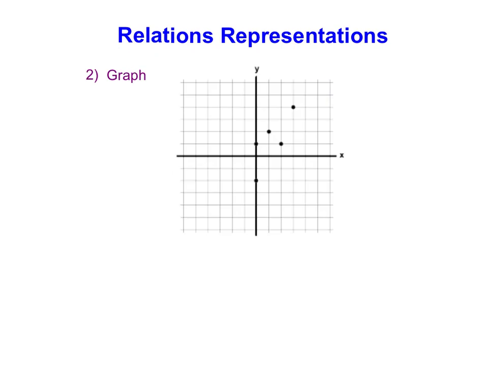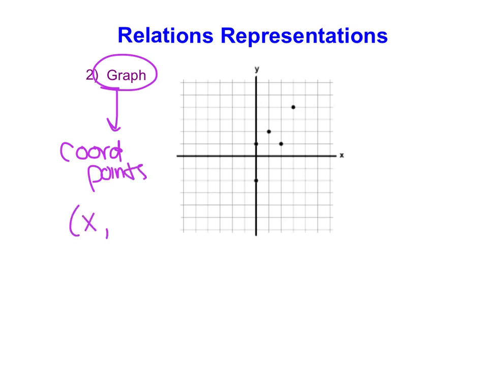The second way that we can represent a relation is by using a graph. And you should know that graphs consist of coordinate points. And in those coordinate points, we have x, y values. So when we're plotting these points, we're actually plotting input-output pairs. Our input values are represented by the x values, and our output values are represented by the y values.